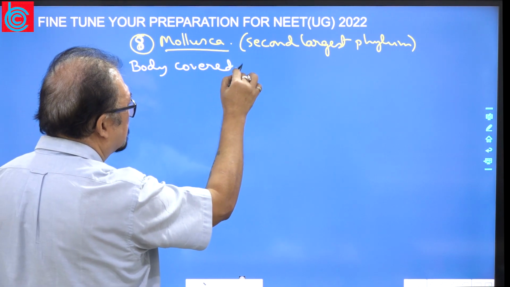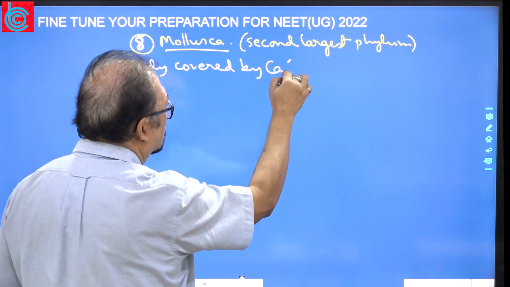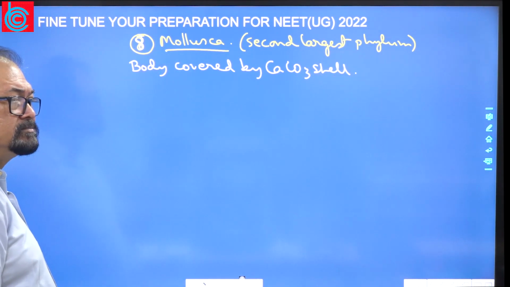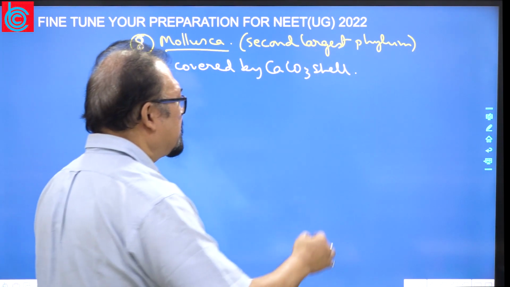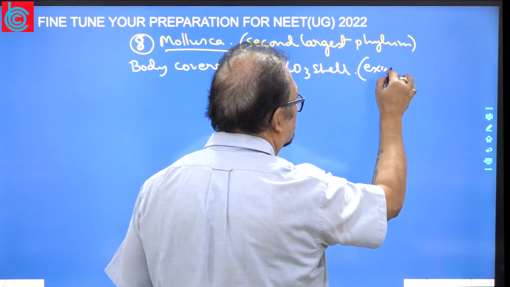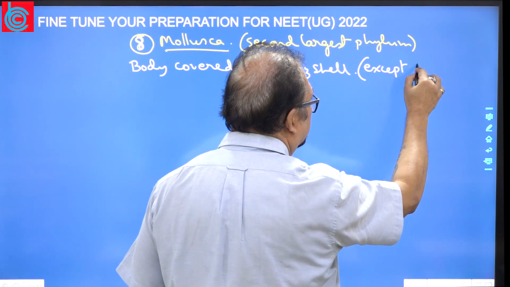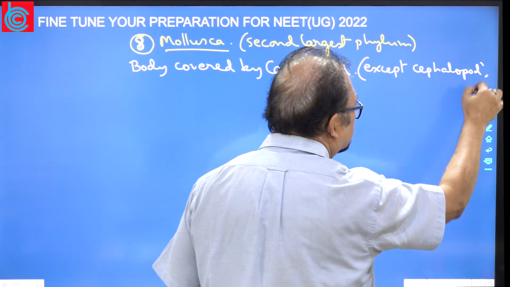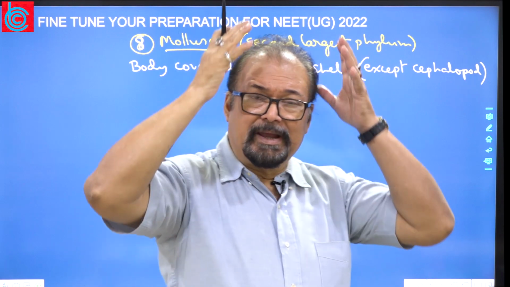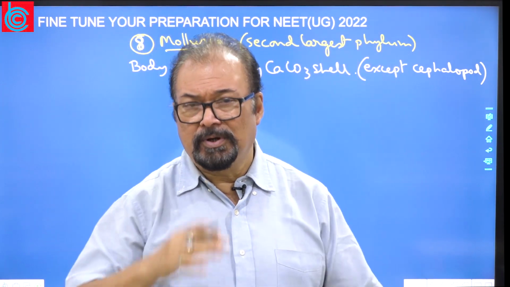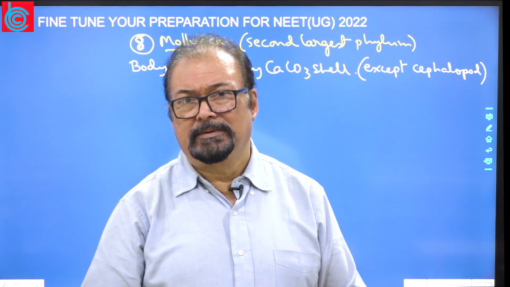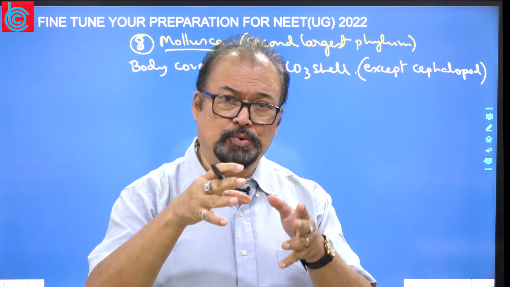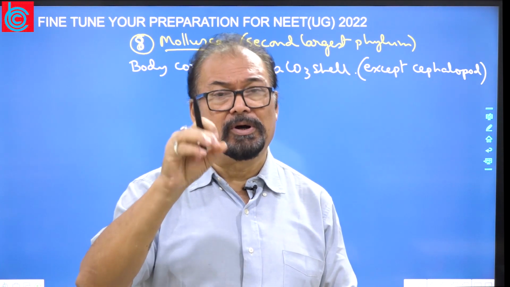Body covered by calcium carbonate shell, except cephalopod. Which animals are the cephalopod? They are the octopus. From the head region, the poda or the tentacles are coming out for swimming. Right? So in octopus, there is no calcium carbonate shell. So the octopus can pass through very narrow pores or apertures.